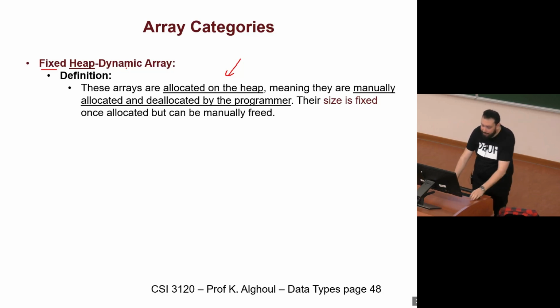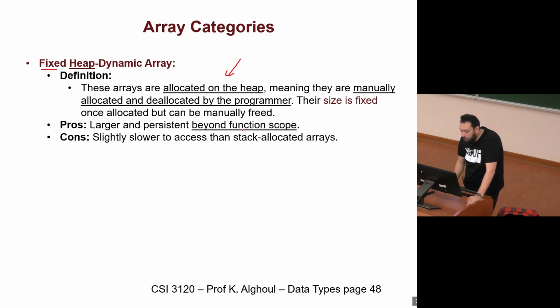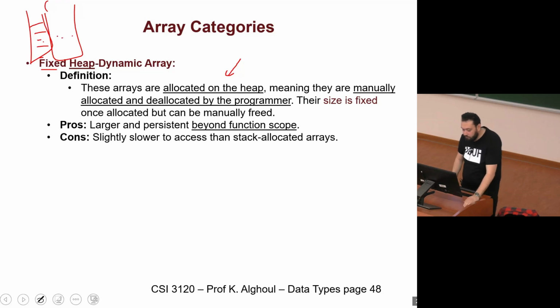So the pros here are that it's larger and persistent beyond function scope. Now you're not just stuck in the function scope. The con is that it's slightly slower to access than stack allocated arrays. Usually accessing the heap is slower than accessing the stack. By the way, this stack is not just one stack. Each function will have its own stack, so there will be multiple stacks. And inside the stack, it will be two-dimensional, so it will have the variable here and then the value here.